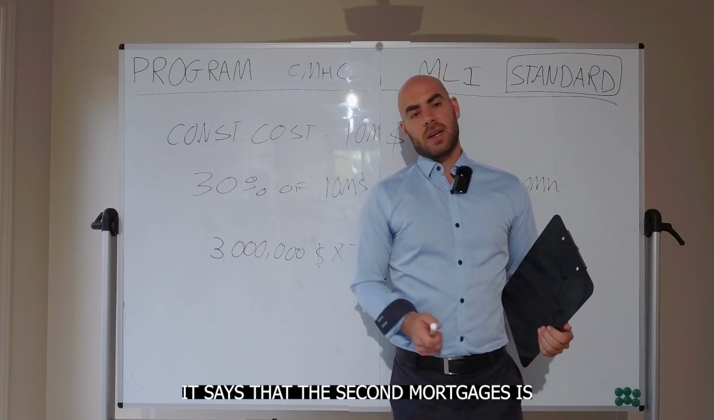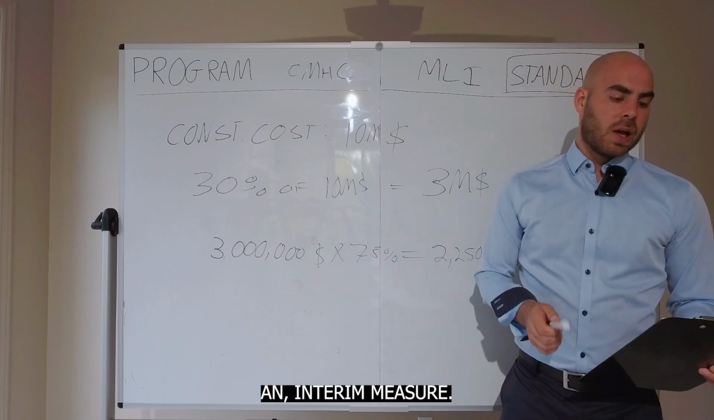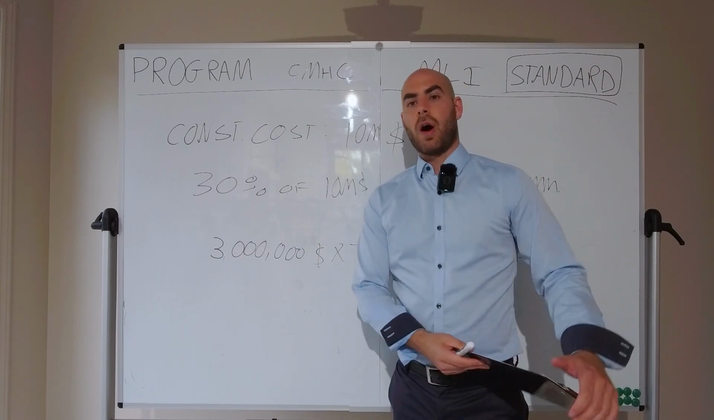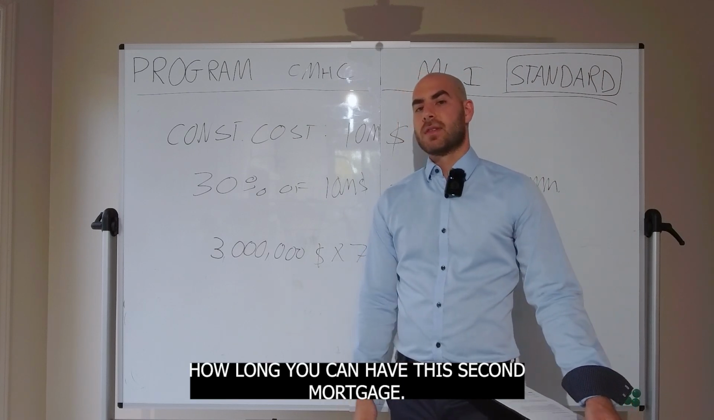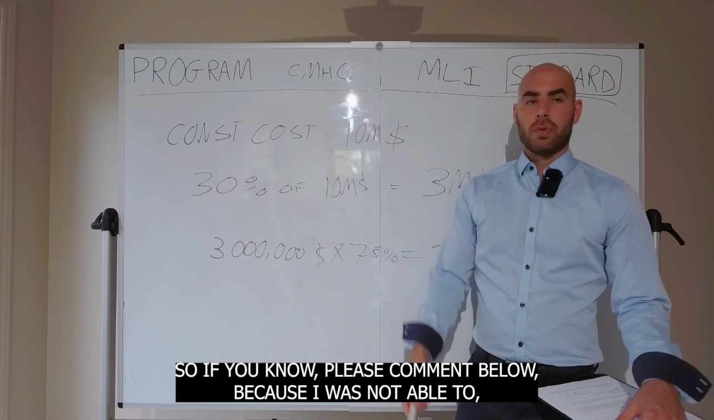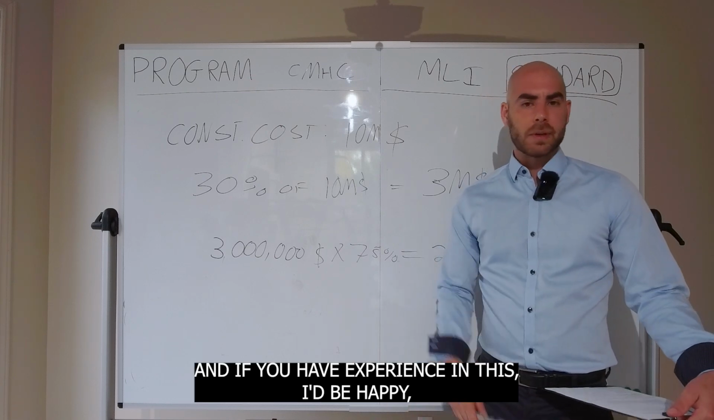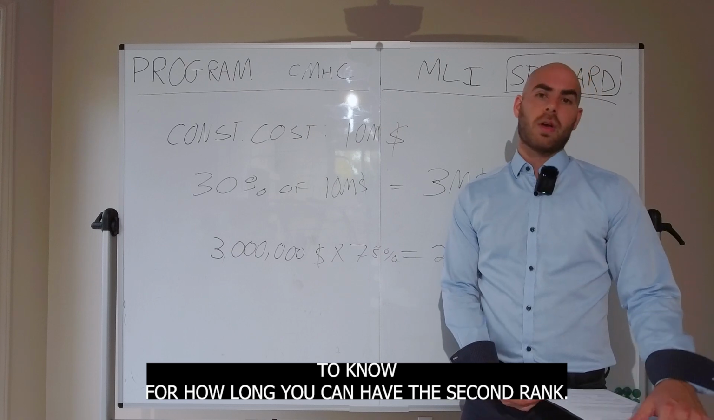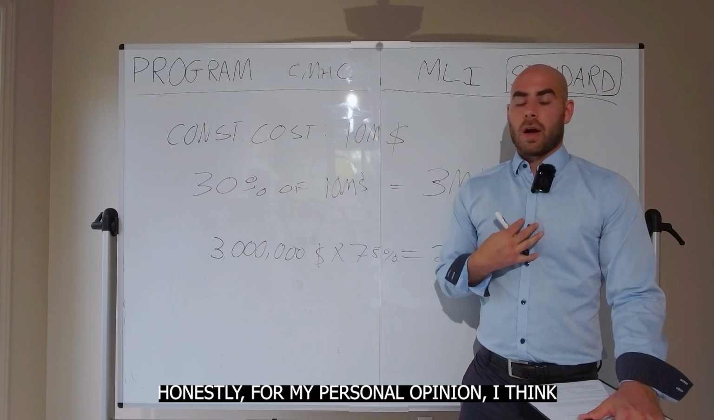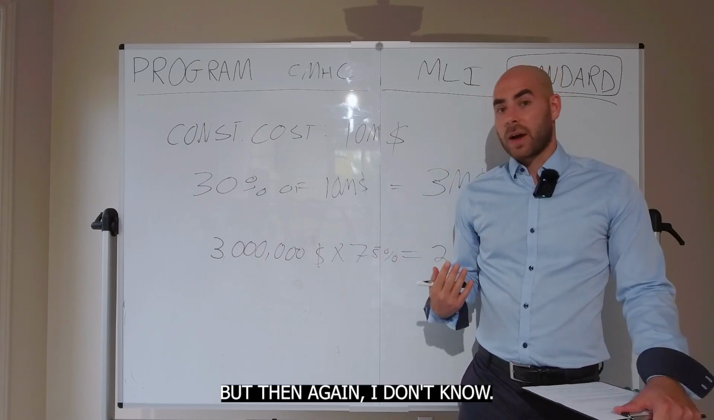It says that the second mortgage is an interim measure. However, there's no information on the CMHC website for how long you can have this second mortgage. So if you know, please comment below, because I was not able to find the information. And if you have experience in this, I'd be happy to know for how long you can have the second rank. Honestly, for my personal opinion, I think it's probably for 1 or 2 or at most 3 years, but then again, I don't know.